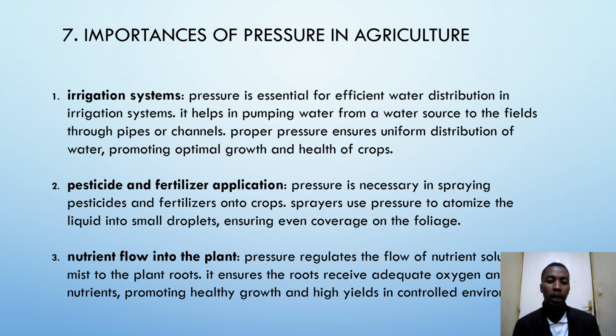Nutrients flow into the plants. Pressure regulates the flow of the nutrient solution to the plant roots and ensures the roots receive adequate oxygen and nutrients, promoting healthy growth and high yields in the controlled environment.